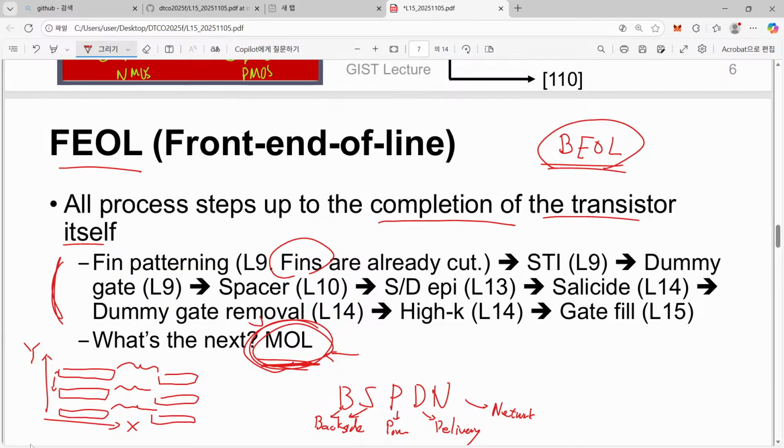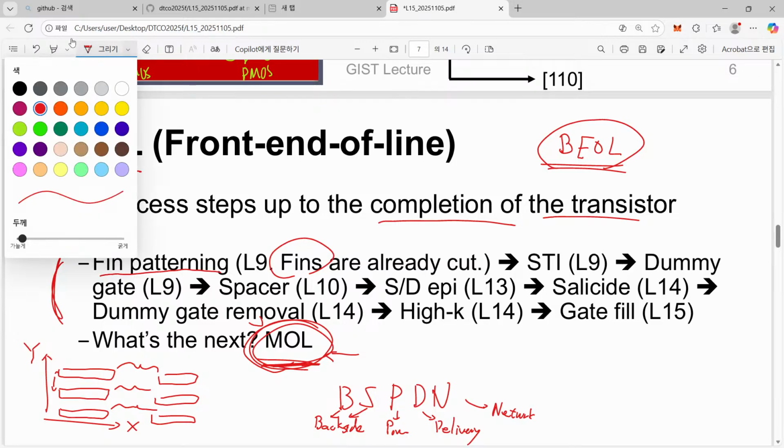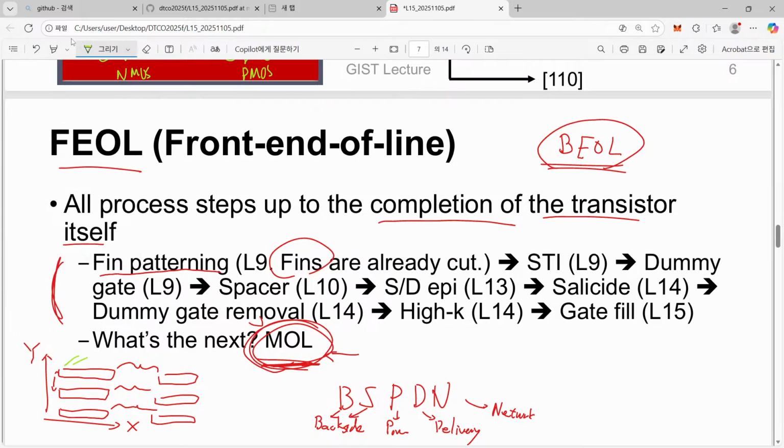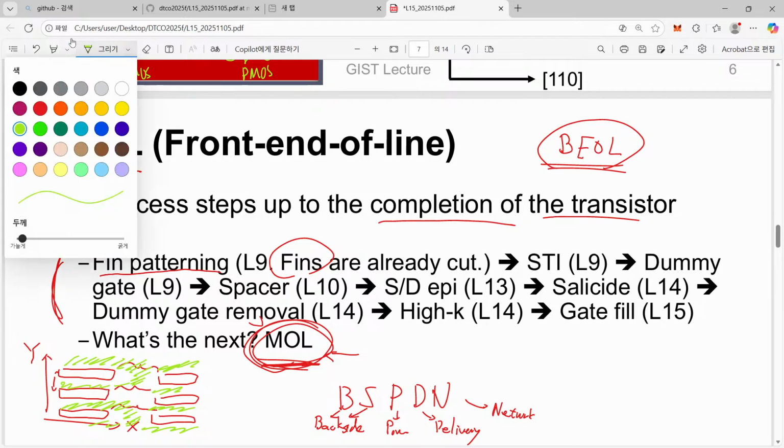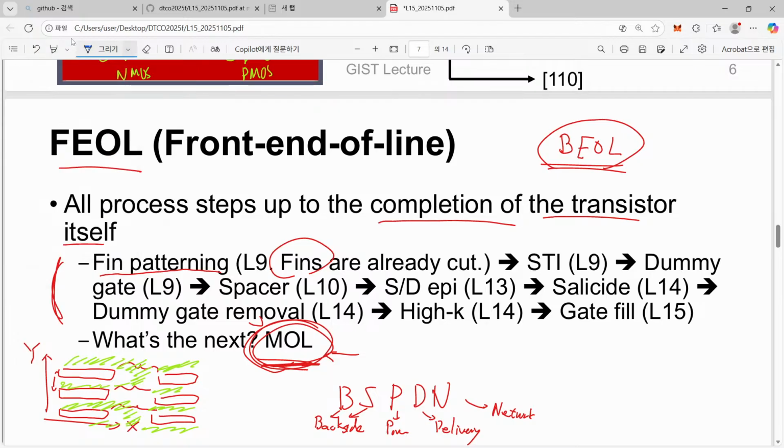Once we have a fin patterning, then we must fill this remaining part with STI. So this part is filled with the STI. So now fins are isolated. After that, dummy gates are patterned. Dummy gates means that now we have another uniform line. Another uniform set of lines is running.